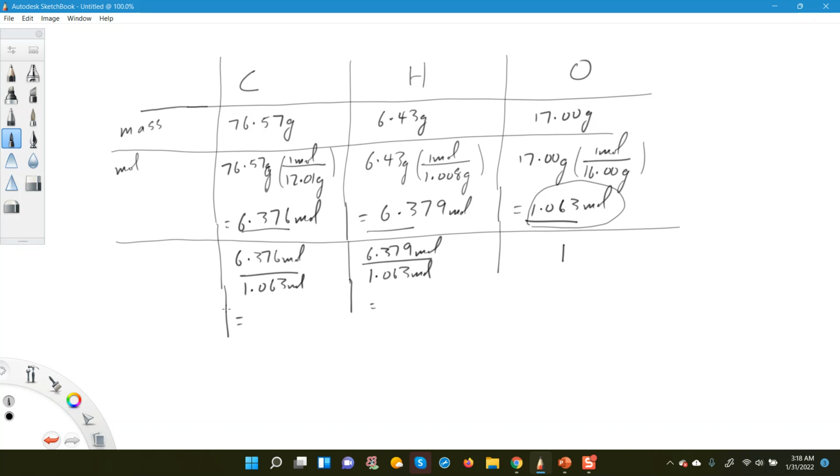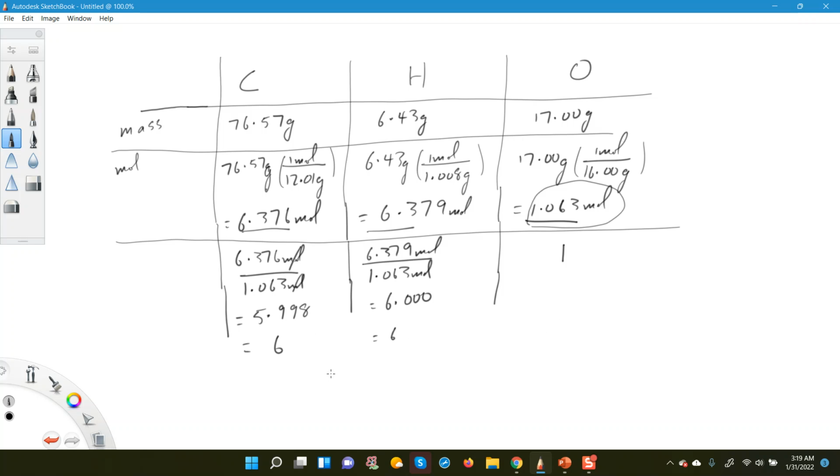Okay, so in the case of carbon, we divide 6.376 by 1.063, and according to my calculation, this works out to be equal to 5.998. The mole units will cancel out. And then in the case of hydrogen, it's going to be 6.379 divided by 1.063. And according to my calculation, this works out to be equal to 6.000. And of course, this here would be 1. So basically, because 5.998 is very close to an integer, we can round this up to 6. This would be equal to 6, and this would be 1, of course.